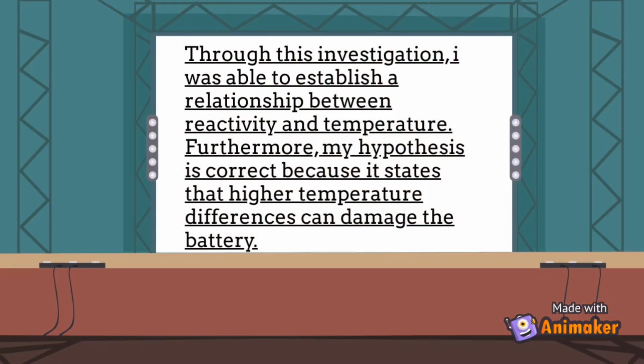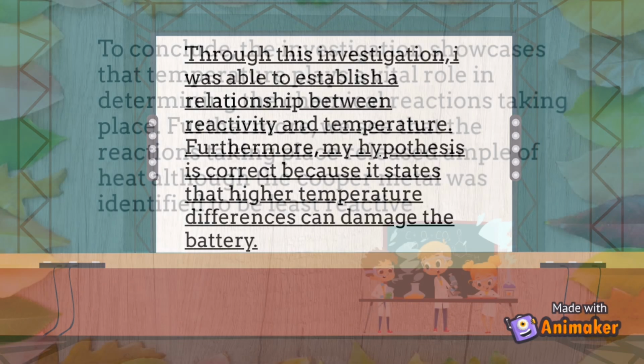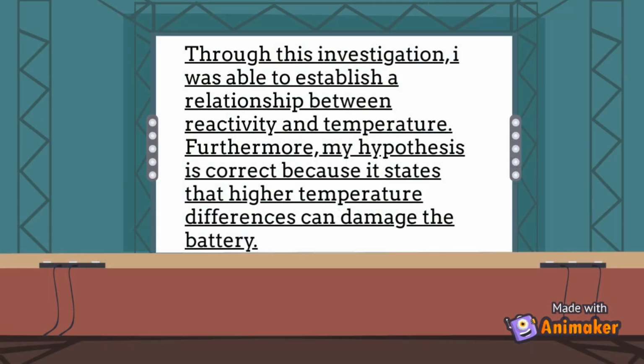Moving on, what can we evaluate from this source? From this investigation, we can evaluate and establish a direct relationship between reactivity and temperature. Furthermore, the hypothesis provided was correct because it stated that higher temperature differences can damage the battery. And like we stated, we were looking at a metal that was least reactive and had the least heat expansion to identify if it was the best fit for the acid battery or not.